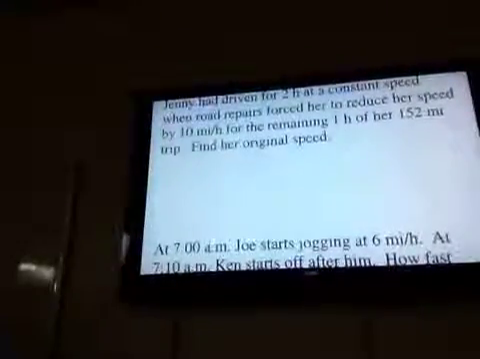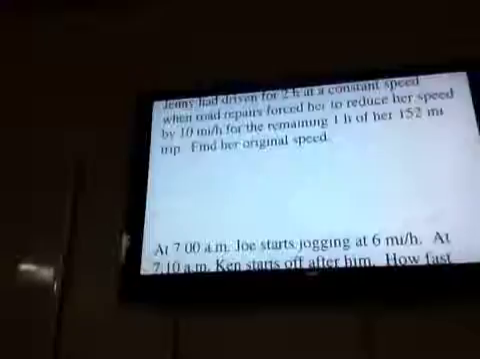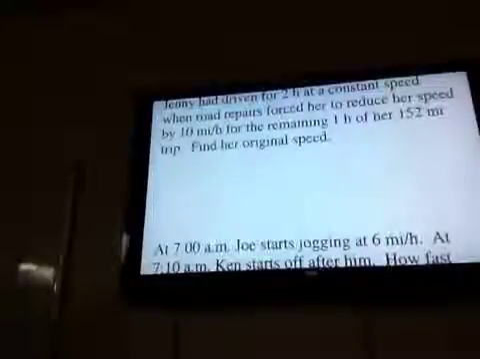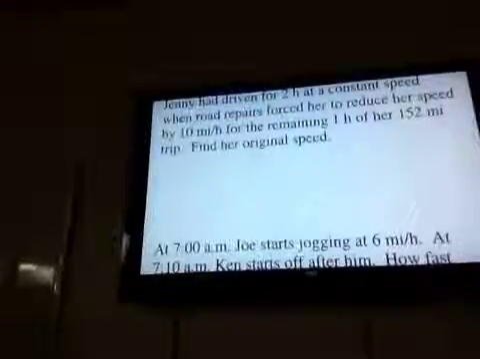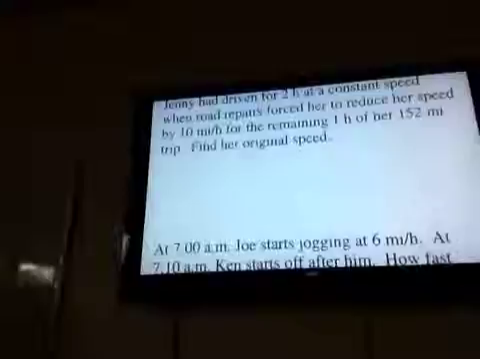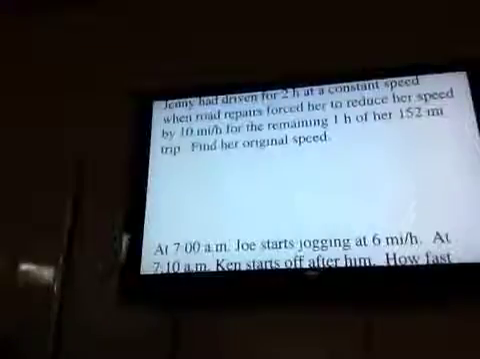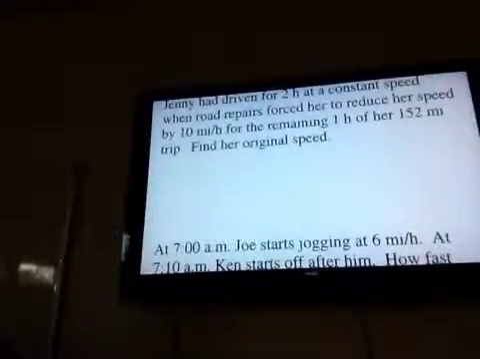Jenny had driven for 2 hours at a constant speed when road repairs forced her to reduce her speed by 10 miles per hour for the remaining 1 hour of her 152-mile trip. Find her original speed. So we have one person and kind of two parts of the trip here. So I'm just going to call it first part, second part, just to make it really simple.